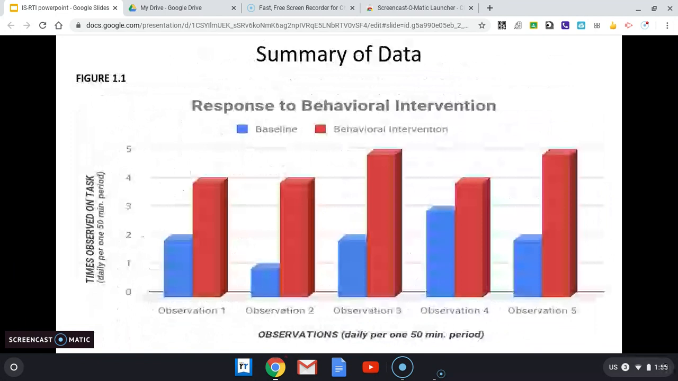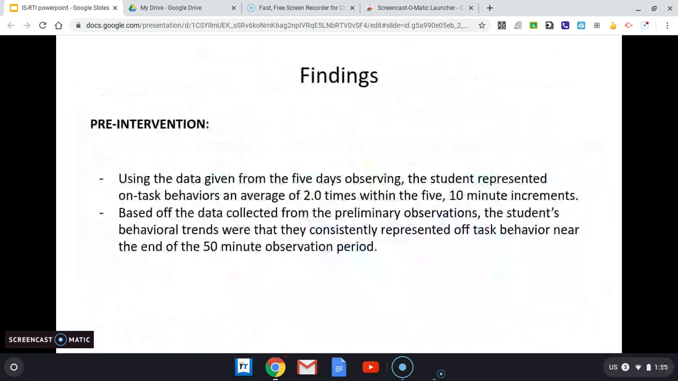Here's a summary of the data that I collected. The blue is the baseline data, and the red is the after the behavioral intervention was introduced. So you'll see that there's a clear trend for the baseline that the student was unable to eclipse being on task 3 out of the 5 times, whereas after the behavioral intervention was introduced, the student eclipsed that and was observed on task far more often for those 50-minute time periods.